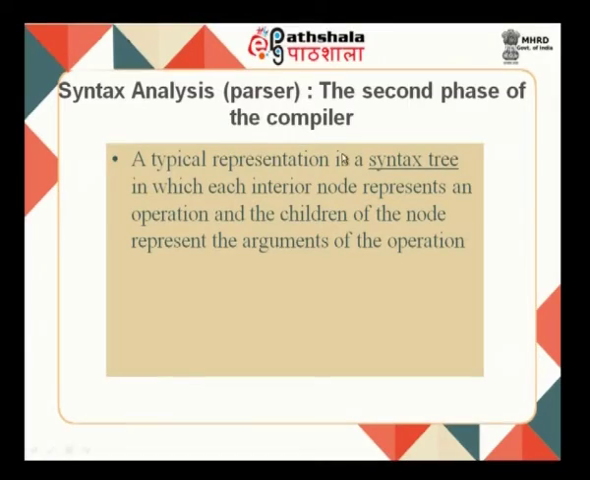Okay. So, it uses the tokens given by the lexer to check whether they form a sensible sentence or a sensible statement. This typical representation is a syntax tree in which each interior node represents an operation and the children of the node represent the arguments of the operation.